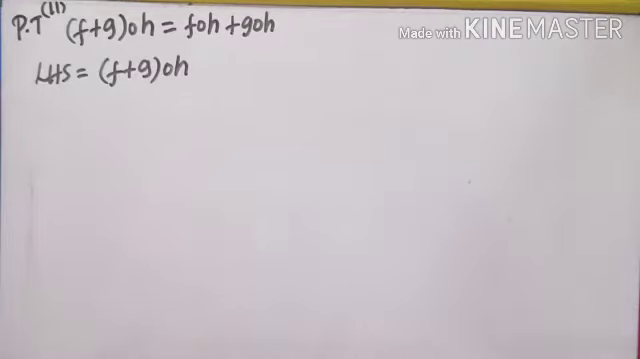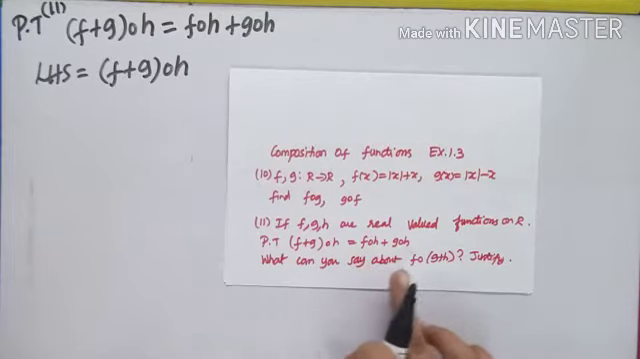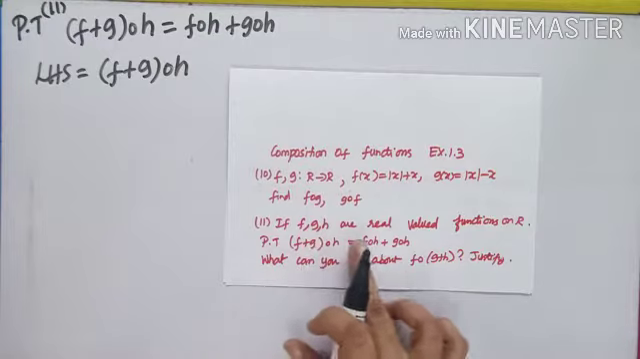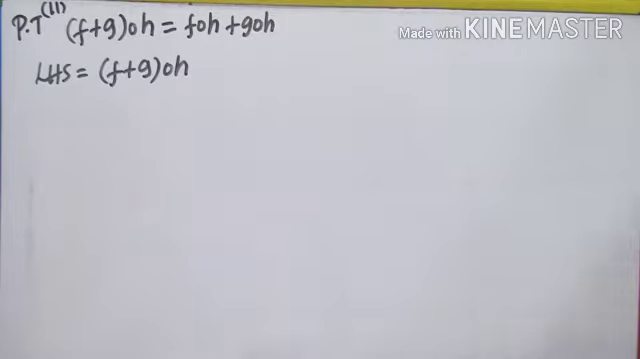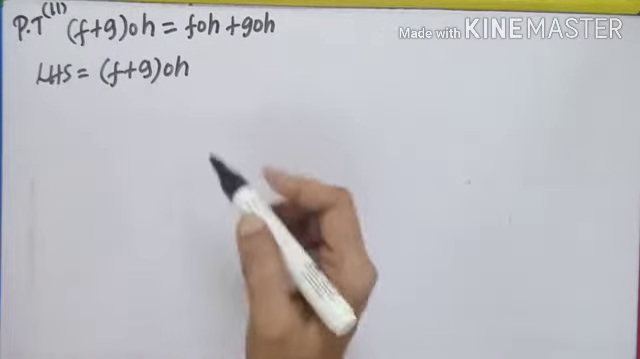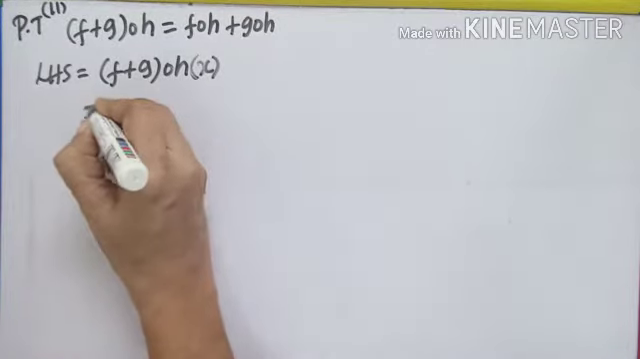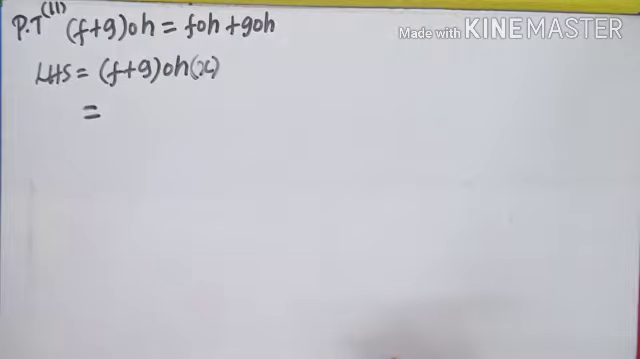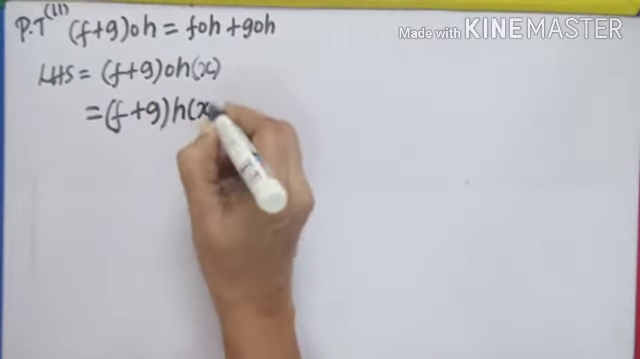Exercise 1.3, question number 11. Prove that (f plus g) composition h equals f composition h plus g composition h, where f, g, h are real valued functions of R. So let us start with LHS. (f plus g) composition h of x. When I want to prove, let me put h of x. How do I write this? (f plus g) of h of x.